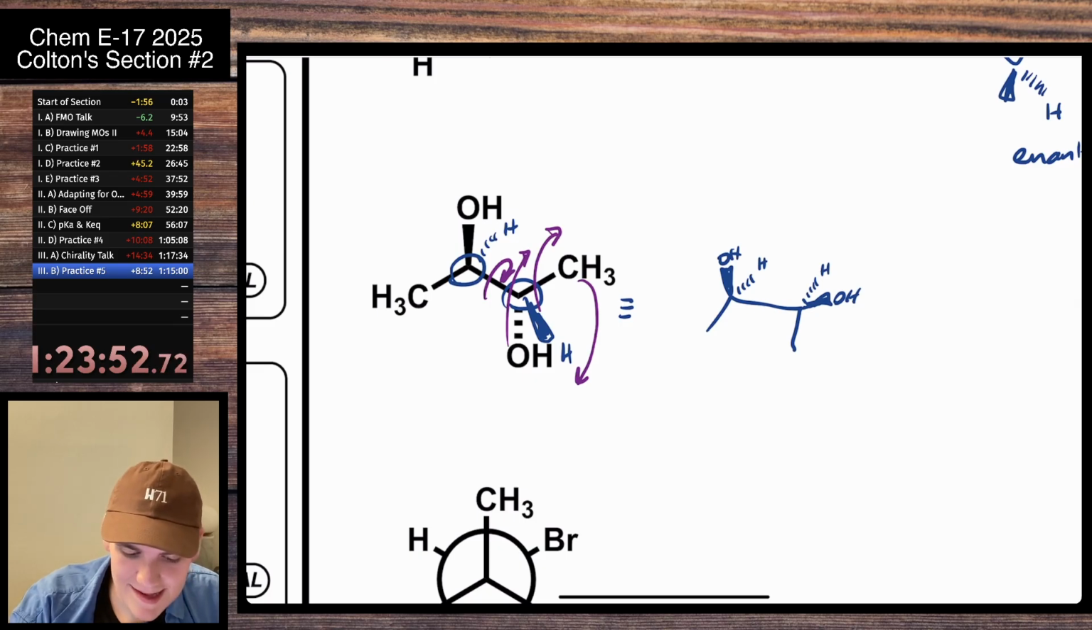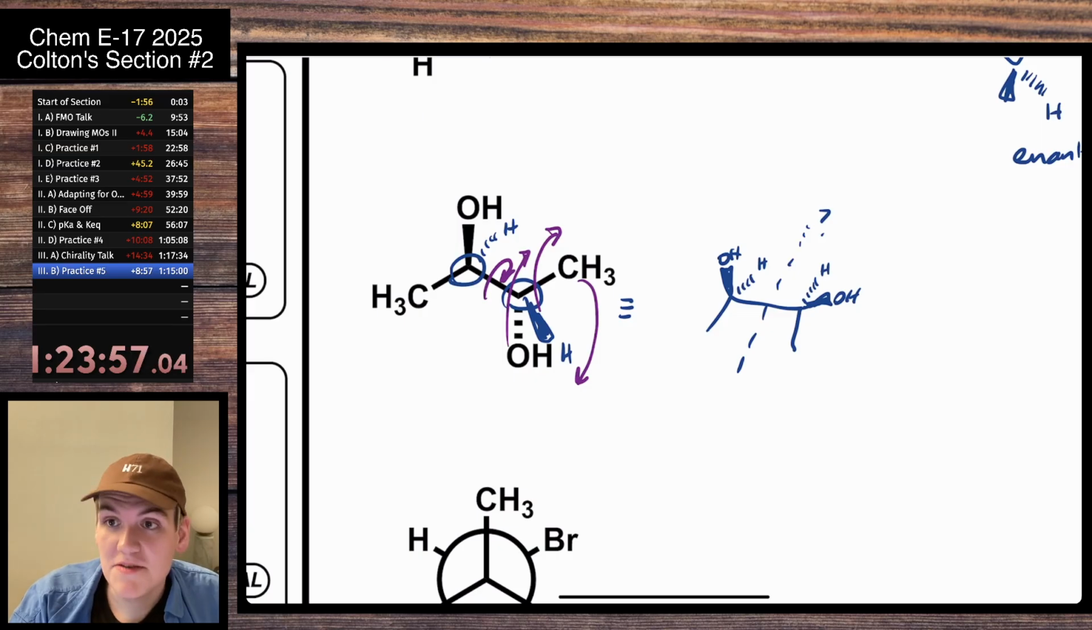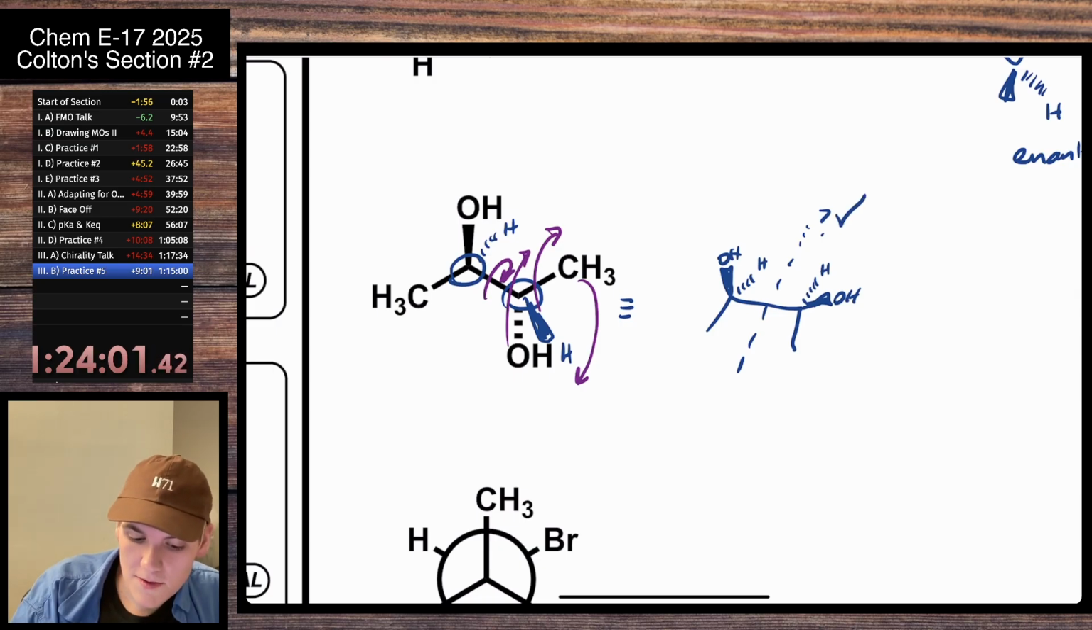So now I check, is this an internal plane of symmetry? The OHs are both on wedges. The hydrogens are both on dashes. So yes, it is. So this is a meso compound. And so we say meso compounds have symmetry, so they are achiral.